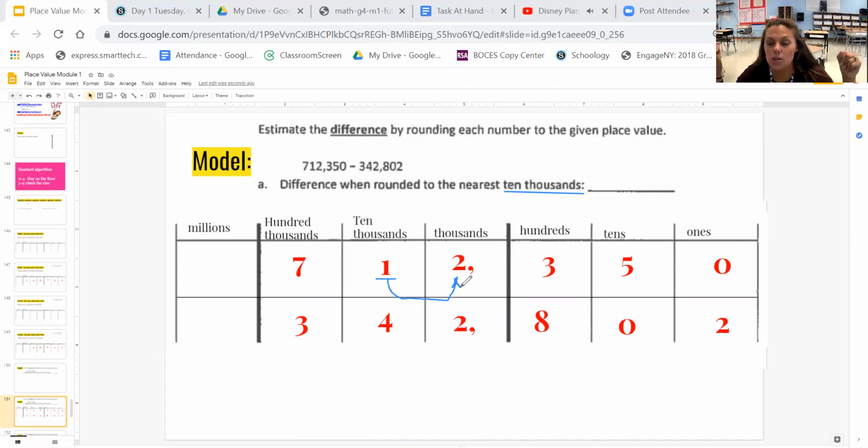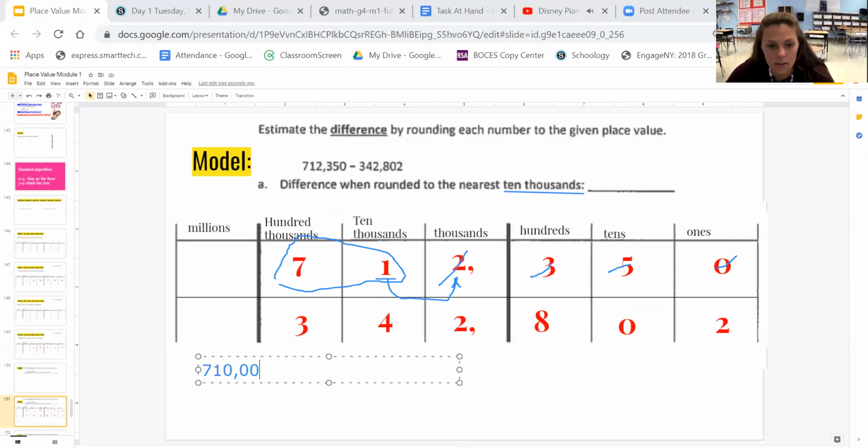But I want to make sure you understand which number is staying the same. One of your clues that you can use is it's the one we underlined. Because we underlined it, these two right here are going to stay the same. All the ones after become zeros. So I'm going to rewrite it down here. That's rounded to the nearest 10,000. I want you to go ahead, pause your video and try this one down here, 342,802. Pause your video and try it for me.